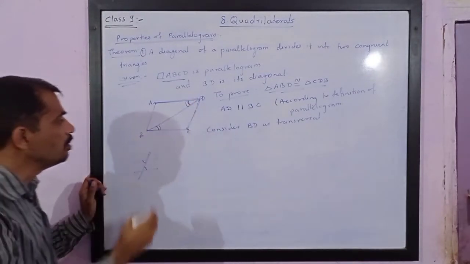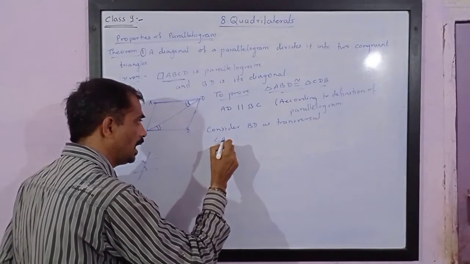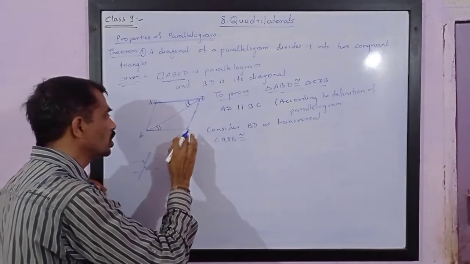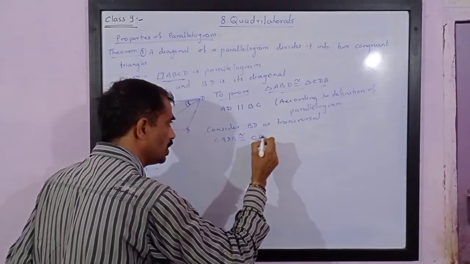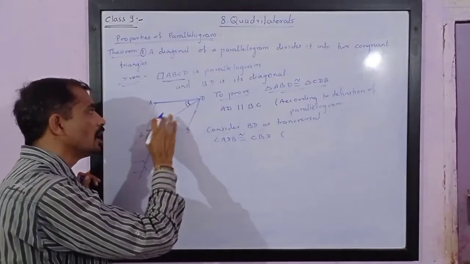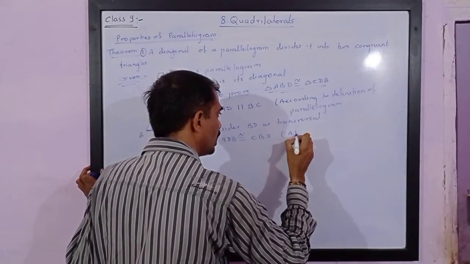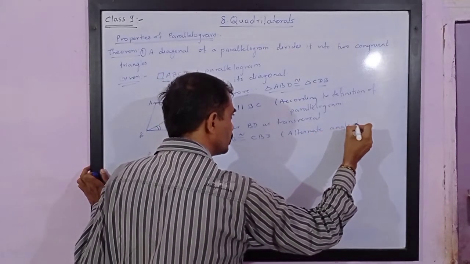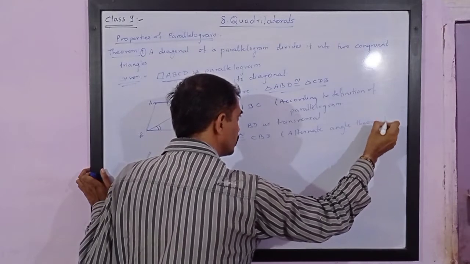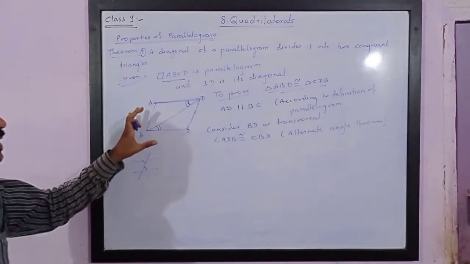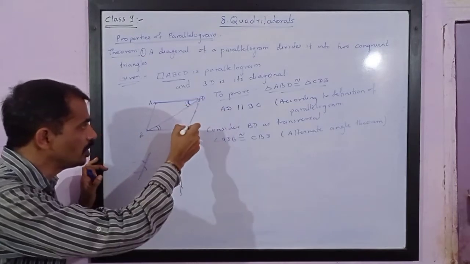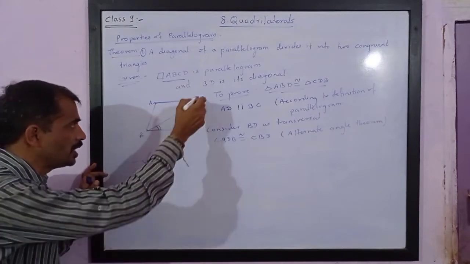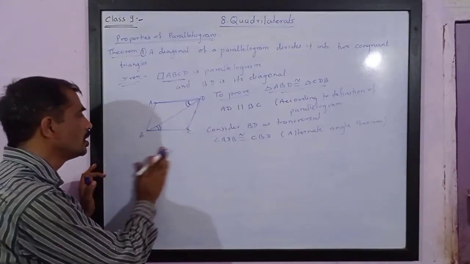So angle ADB is congruent to angle CBD. The reason is alternate angles, the alternate angle theorem. Now see, next we are going to consider AB parallel to CD. That is also possible. That is the definition of parallelogram. Opposite sides are parallel. It means AB must be parallel to DC.